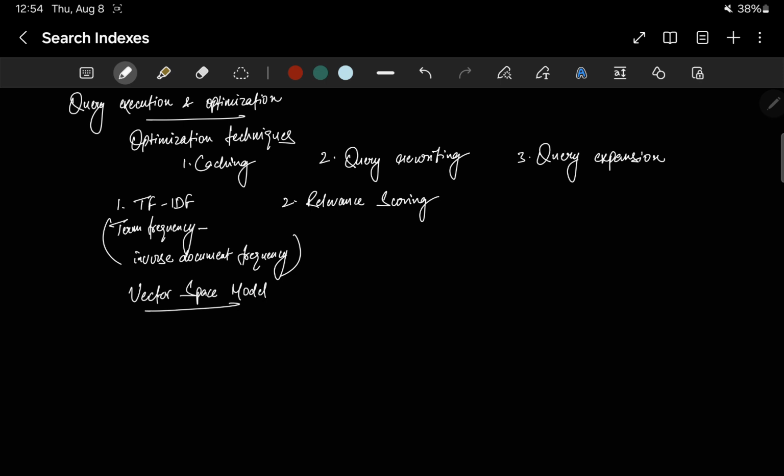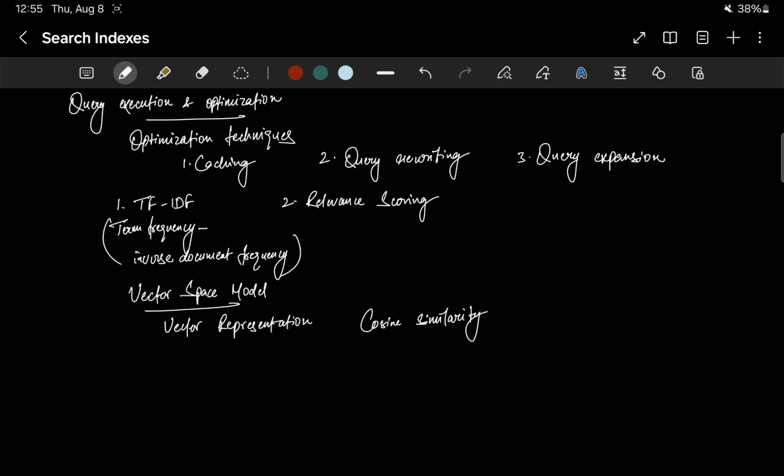Vector space model. The vector space model has, first, vector representation. Documents and queries are represented as vectors in a multidimensional space, allowing for efficient comparison and ranking based on similarity. Next is cosine similarity. It is used to measure the cosine of the angle between two vectors, determining how similar they are. It aids in ranking documents by relevance. I am not going to talk about the formula to calculate the cosine similarity because it's not required here.